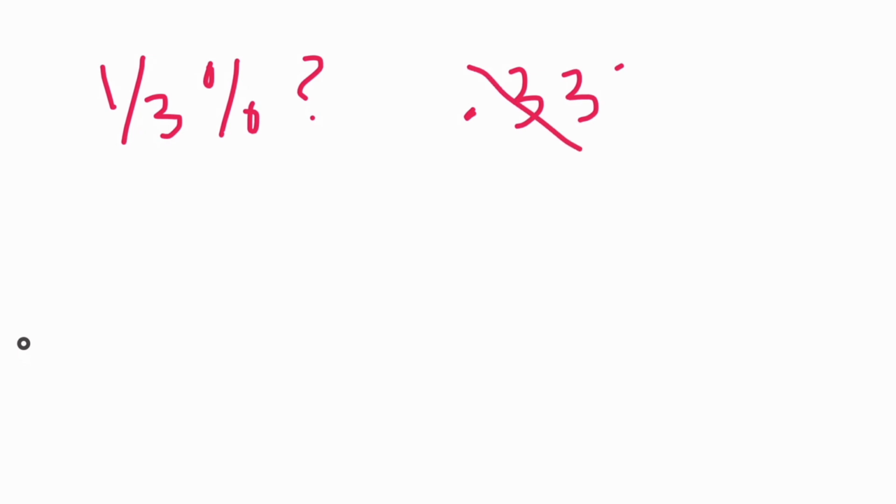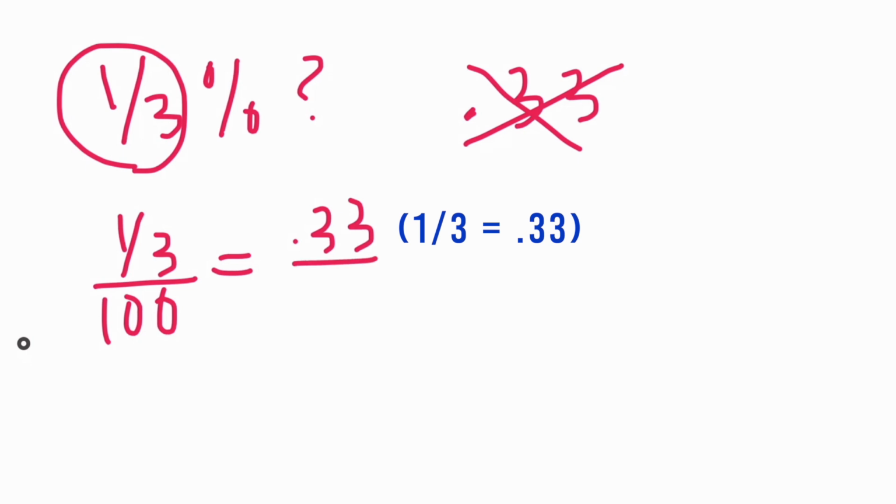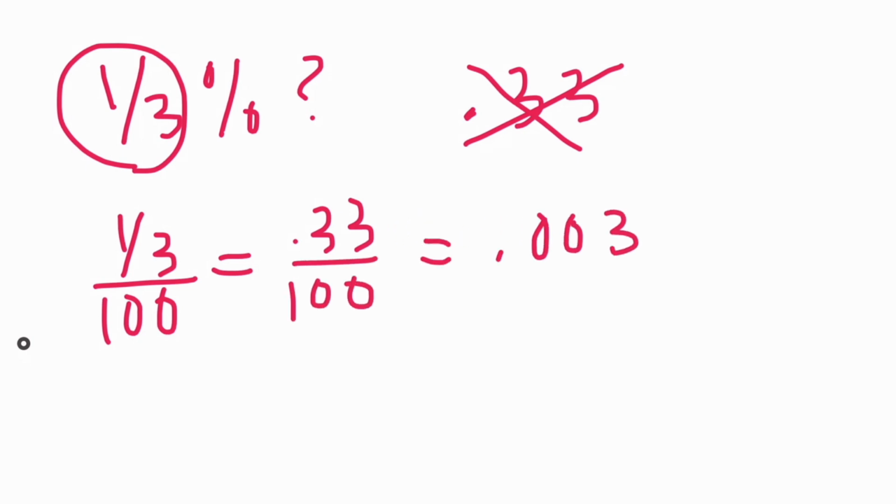For example, if I ask you what 1/3% is, what would you say? A lot of people would say 0.33. But this is actually incorrect. So what you have is 1/3 as your X. So then you have 1/3 over 100. Technically, this is 0.33 over 100, which ends up being 0.0033.